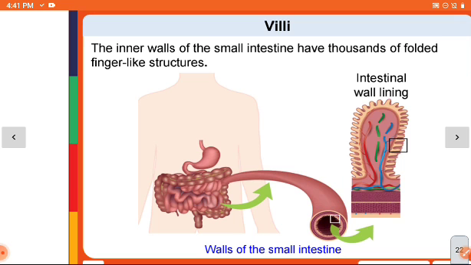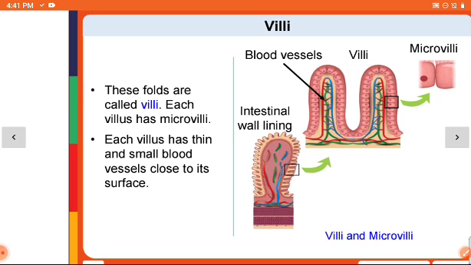So villi: the inner wall of the small intestine has thousands of folded finger-like structures. These folds are called villi. Each villus has microvilli. Each villus has thin and small blood vessels close to its surface.